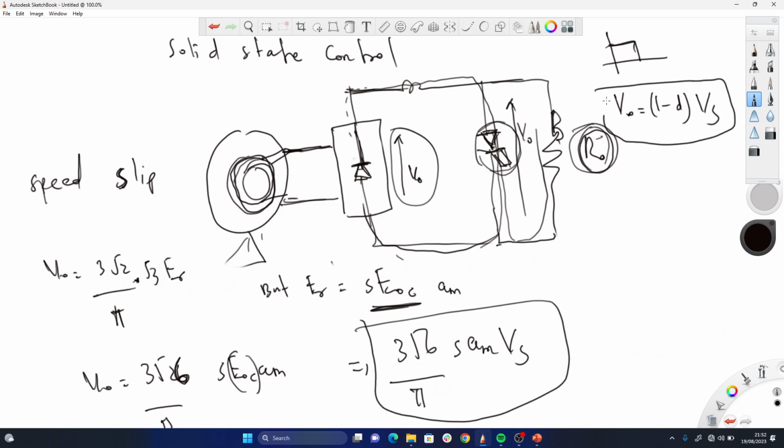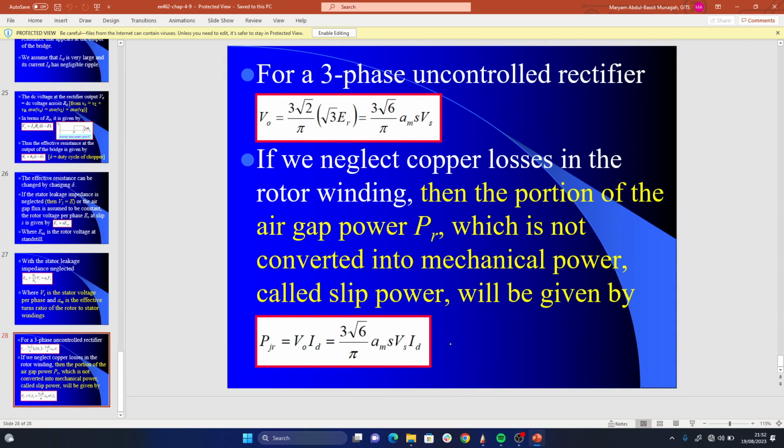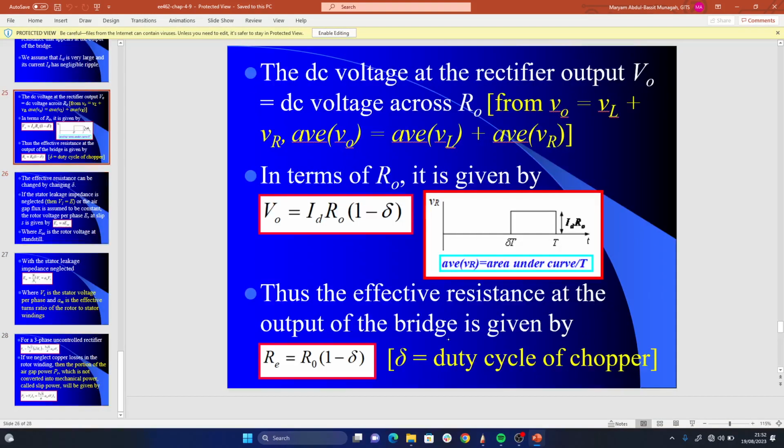So this is the formula you must know. So V naught is here. And since they are parallel, this V naught and this V naught are the same. So I can write that 3 root 6 over pi S AM Vs is equal to 1 minus delta times Vs. Okay. So yes.